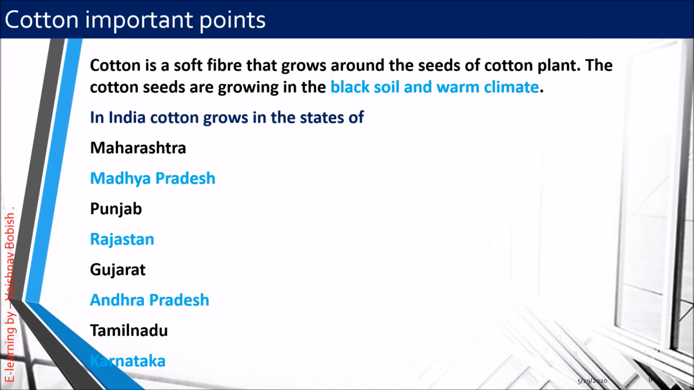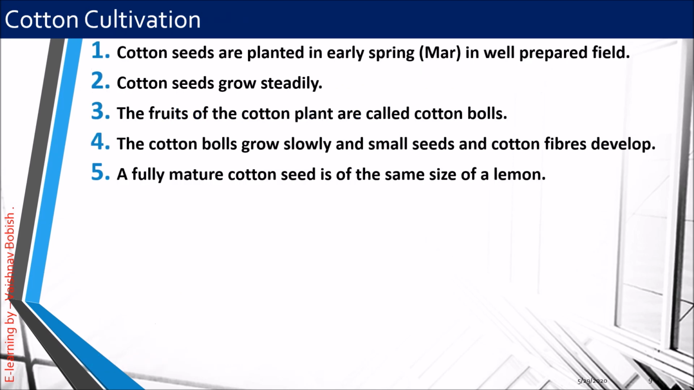Cotton is a soft fiber that grows around the seeds of the cotton plant. The cotton seeds are grown in black soil and warm climate. In India, cotton grows in the states of Maharashtra, Madhya Pradesh, Punjab, Rajasthan, Gujarat, Andhra Pradesh, Tamil Nadu, and Karnataka.